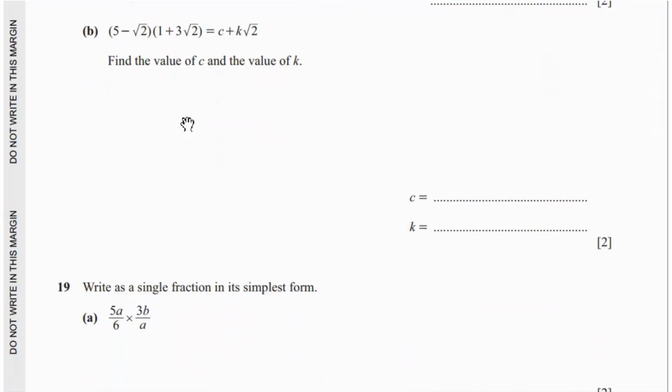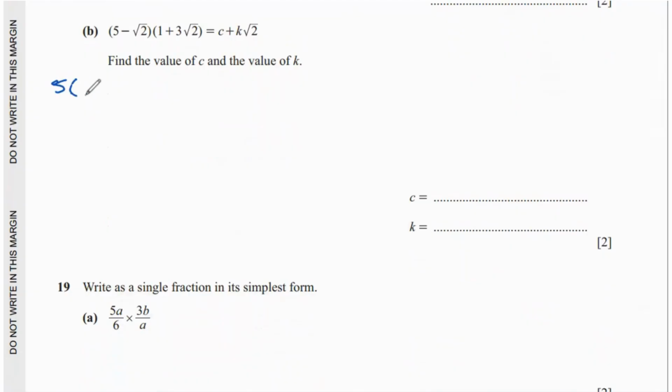Then it says 5 minus root 2 and then 1 plus 3 root 2 are being multiplied. And that equals c plus k root 2. So it's expanding brackets. The steps are similar to when you're expanding brackets with variables, but since there's surds now, a few things change.